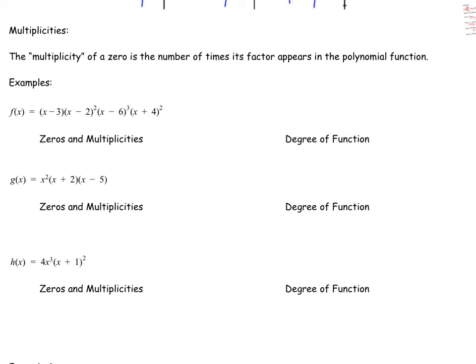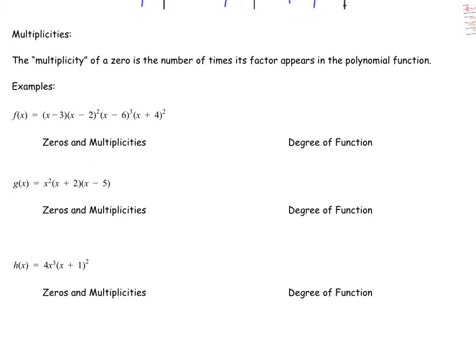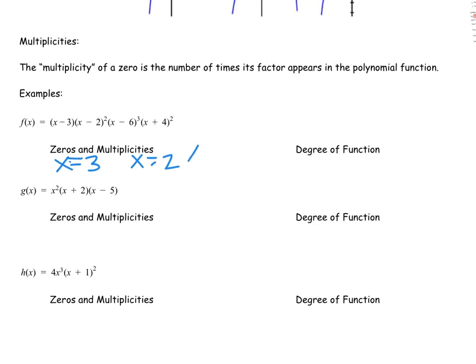So the multiplicity of a 0 is the number of times its factor appears in the function. And it also tells us what happens at the x-axis. So in our first example, f of x, our zeros would be x equals 3, x equals 2, x equals 6, and x equals -4. The multiplicities on those zeros would just be the power on that factor.